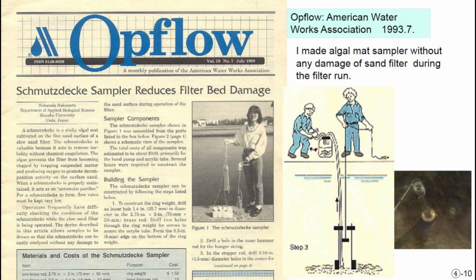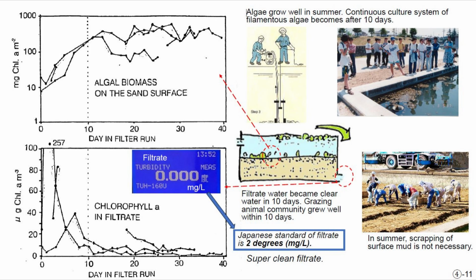I made an algal mat sampler that causes no damage to the sand filter during the filter run. After scraping the surface, algae start to grow. It takes about 10 days until it is full of algal mat. I checked the leak matter from the sand filter. When the algal mat developed well, the leak matter became almost none. This is real super clean water.